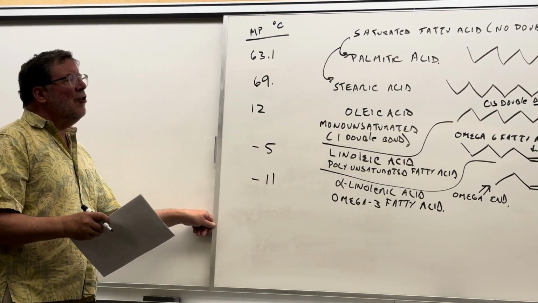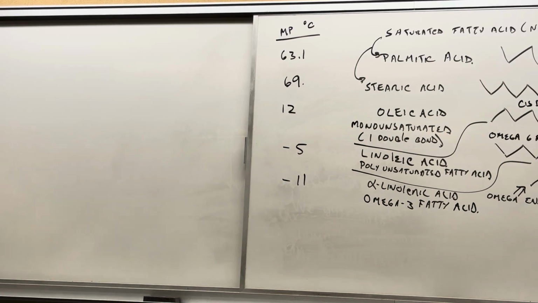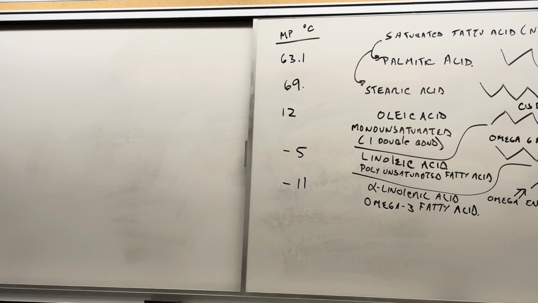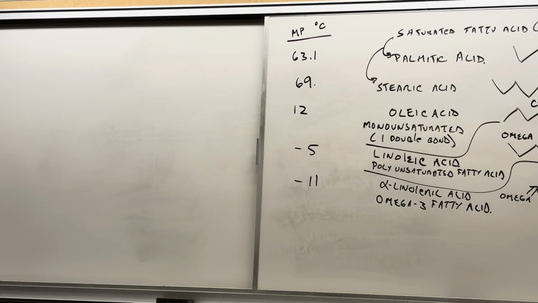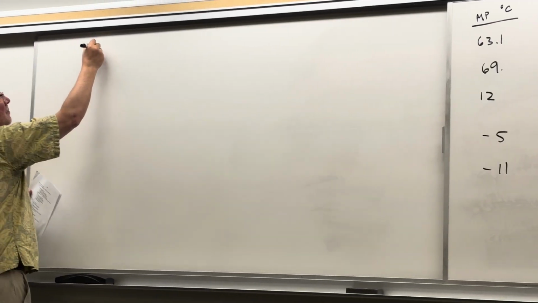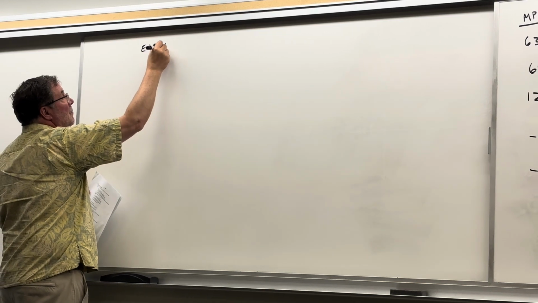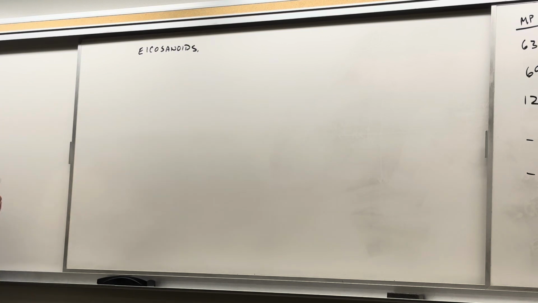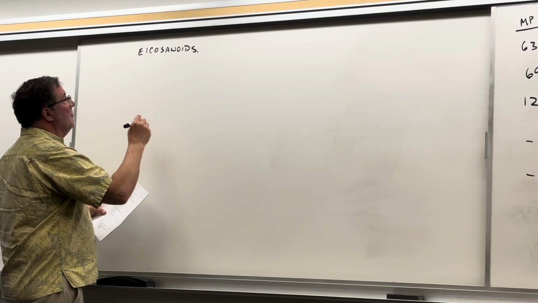All right, now I'm going to introduce you to another class of fatty acids known as the eicosanoids. Eicosanoids because they have 20 carbons. I'm going to introduce you to two different ones. The first one is arachidonic acid.